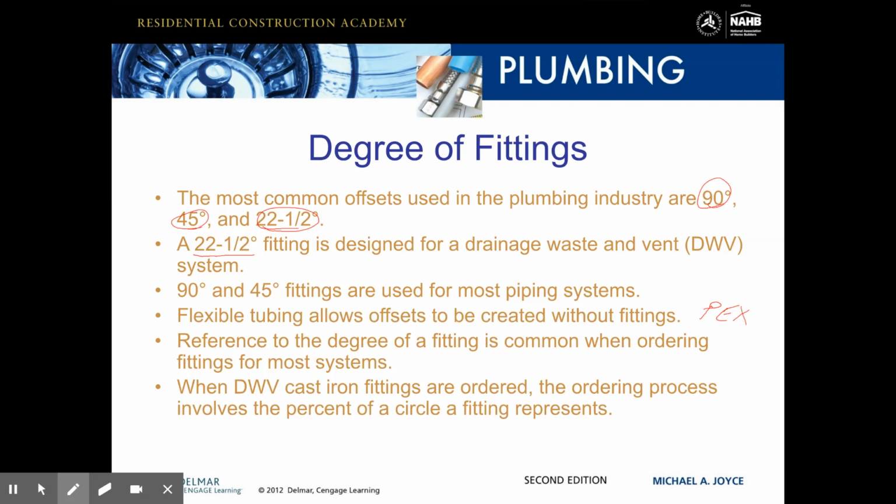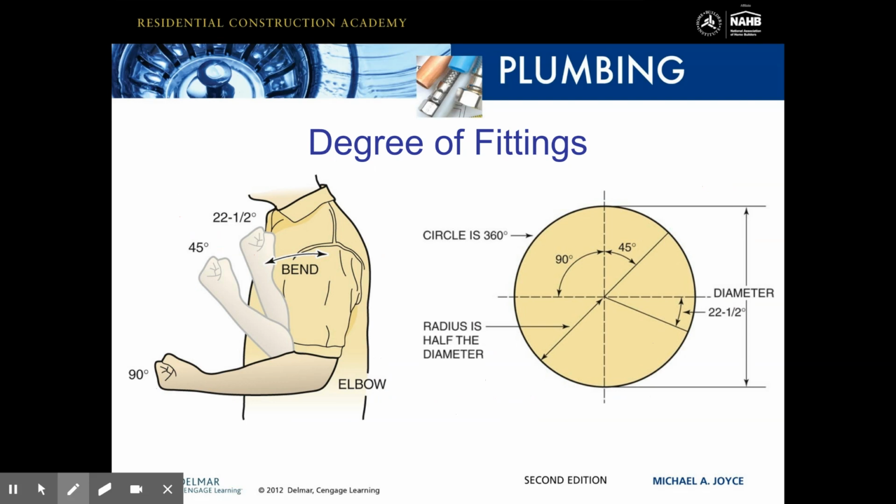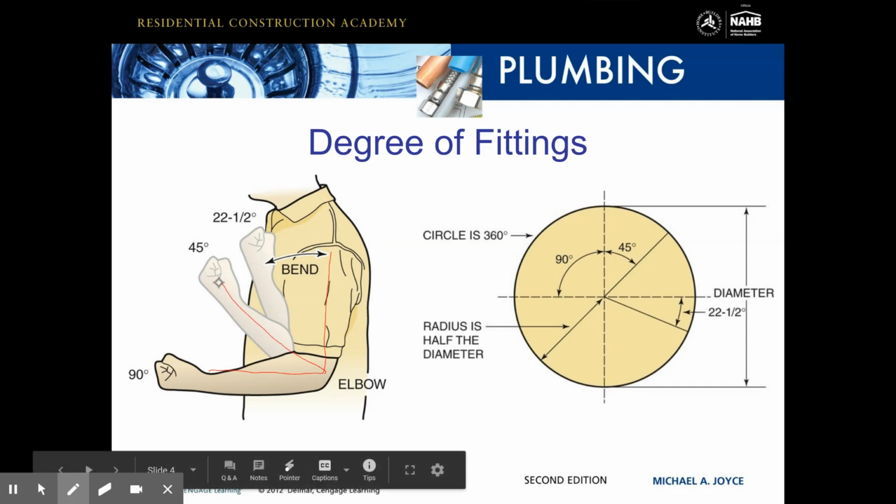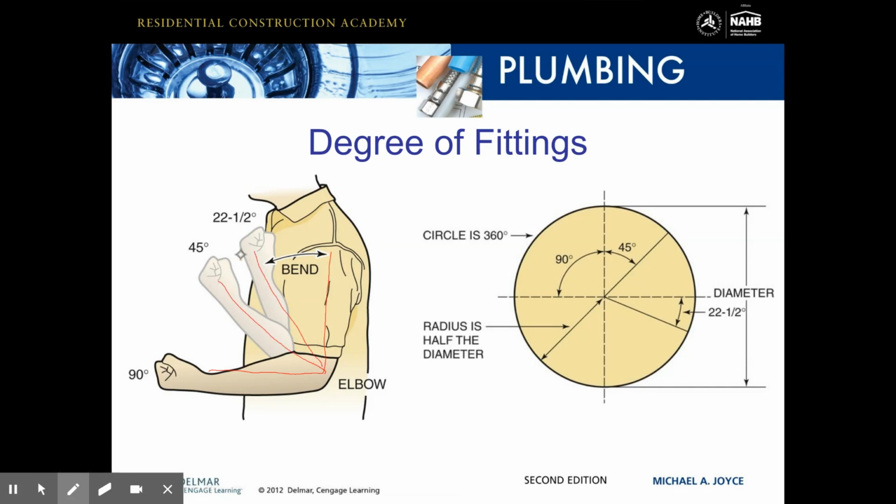Reference to the degree of a fitting is common when ordering fittings for most systems. When DWV cast iron fittings are ordered, the ordering process involves the percent of a circle a fitting represents. So here's a good visual for the different types of fittings. You can see right in here we have the 90 degree, half of the 90 is the 45, and then half of the 45 is your 22.5.